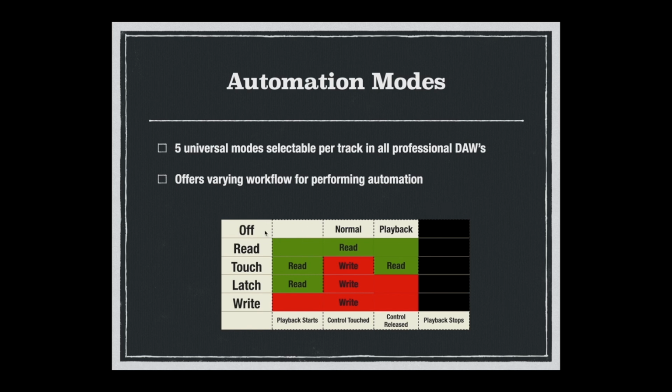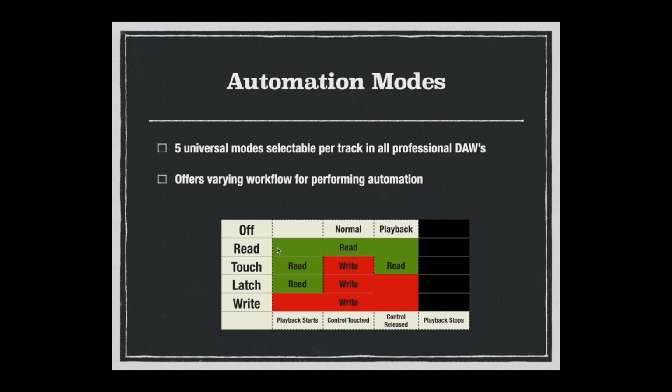If you turn off automation, any automation you wrote prior is going to be ignored. It'll give you full control of any parameters that you had previously written automation for. It's just going to play back one-to-one where the fader is, no automation.